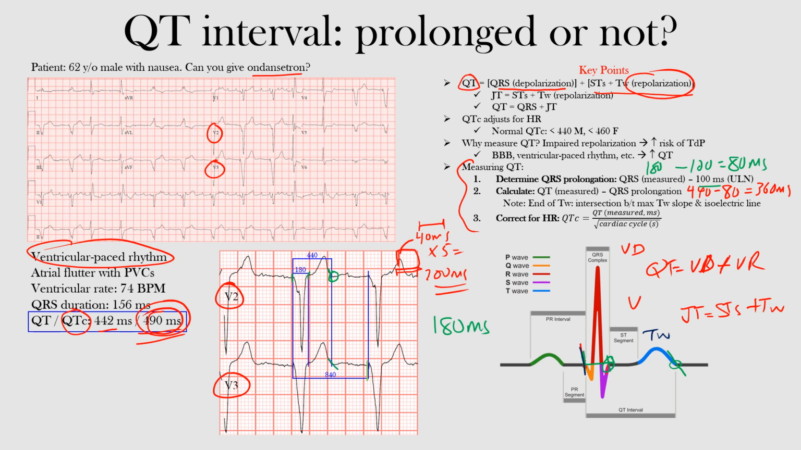Same thing in this case, would be right at that point. So that's how you find the end of the T wave. Find that maximum slope and see where it intersects with that baseline, okay? So hopefully that makes sense.